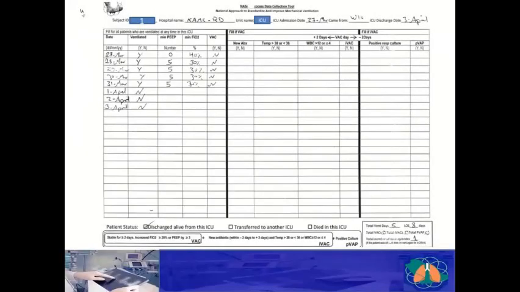So this is the first example. Let's consider this is patient number 1. The patient was admitted on the 27th of March and discharged on the 3rd of April. So this patient belongs to March, and the data will all be entered into the March fields.